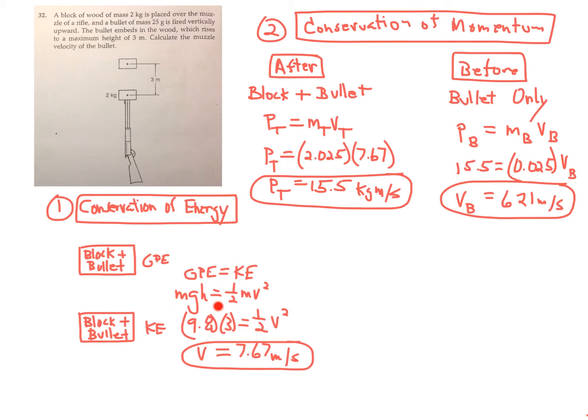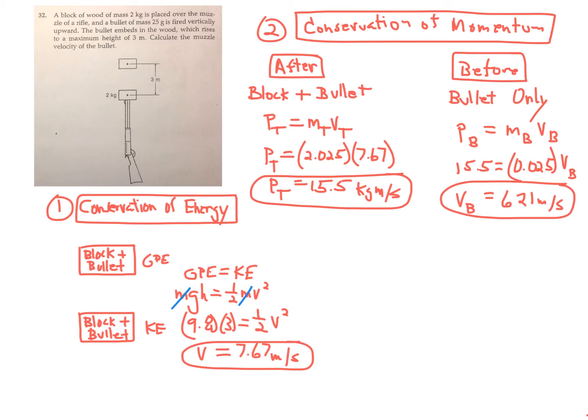Once again, it's mgh equals 1/2 mv squared. Because it's the same mass on both sides of the equation, that does cancel out. So I'm not going to use it this time. In past problems, I've still used it, but you don't need to use that. And you just calculate the velocity of the block and the bullet as they are launched off of the gun.